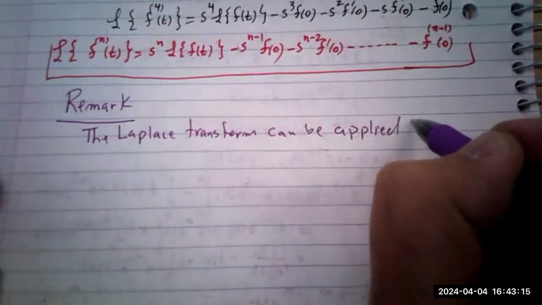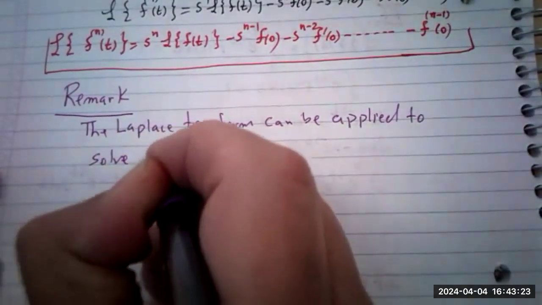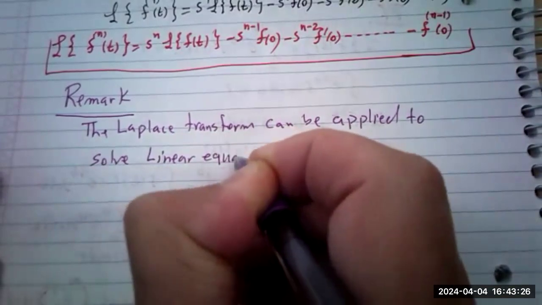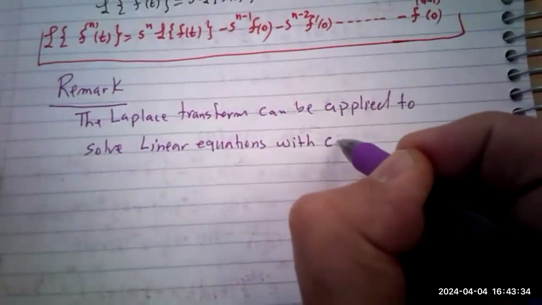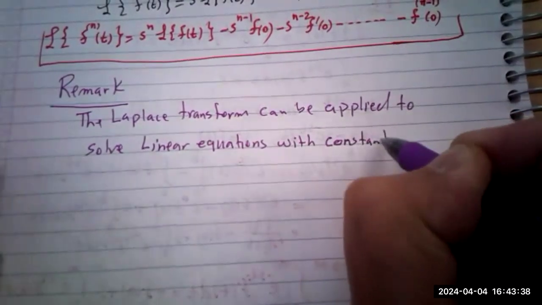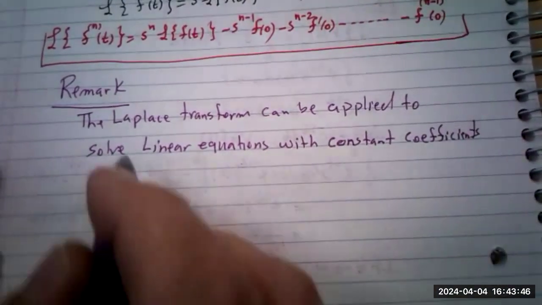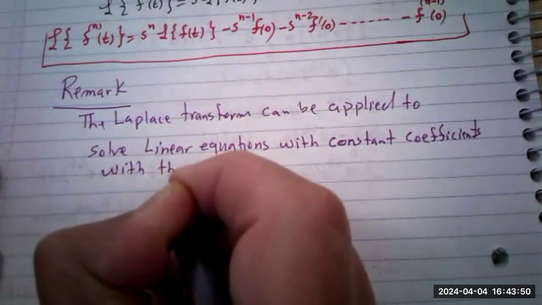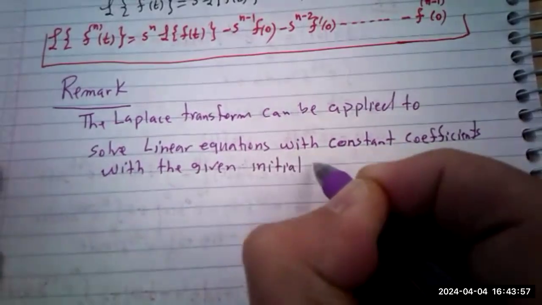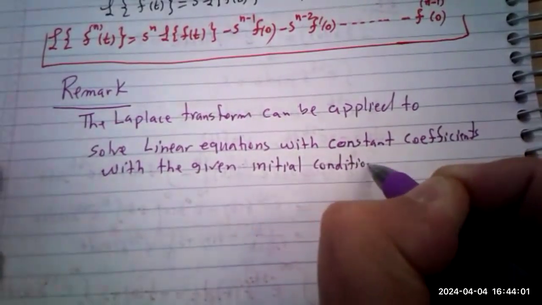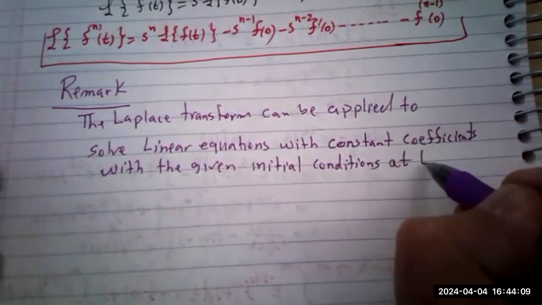So to solve a linear equation with constant coefficients, it doesn't matter whether it is homogeneous or non-homogeneous, with the given initial conditions. Initial means at t equal to 0.